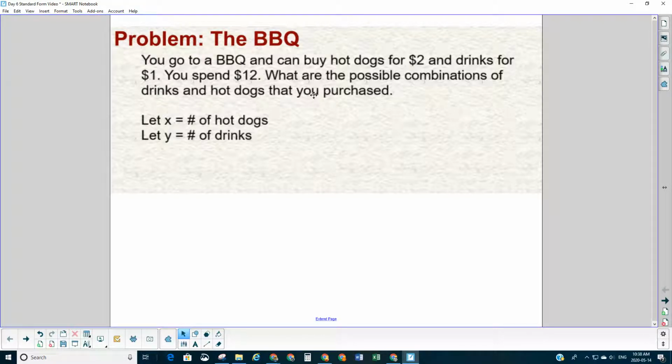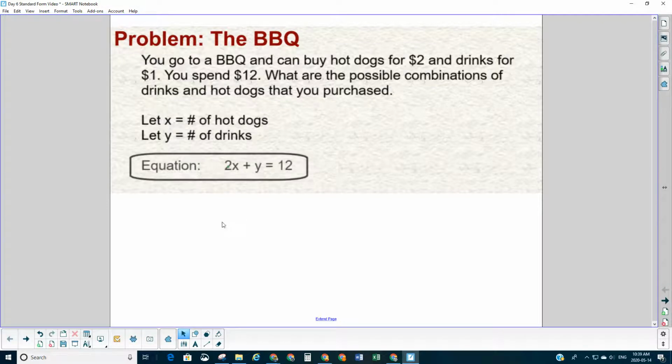So if it's $2 per hot dog and X is the number of hot dogs, that'd be 2X. And if it was $1 for drinks and Y was the letter that represents drinks, then I could come up with an equation like this: 2X plus Y equals 12.